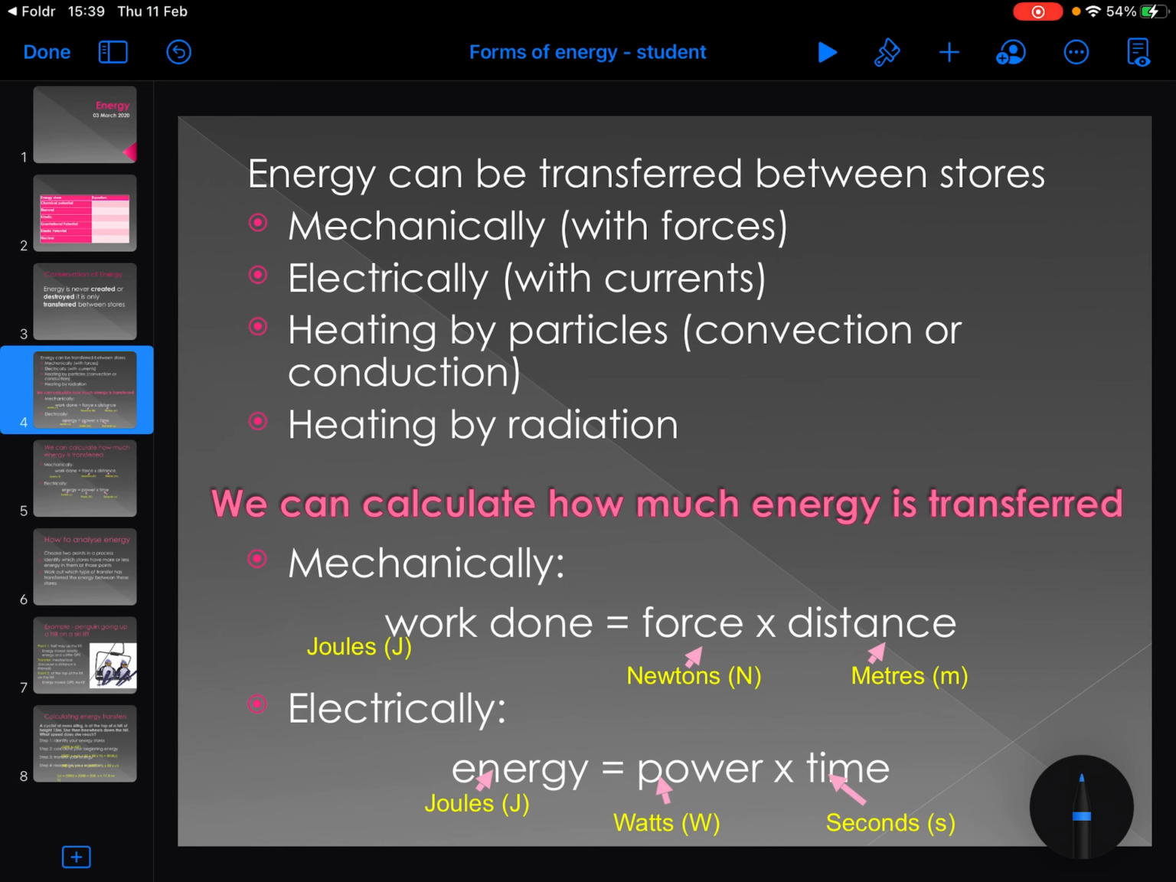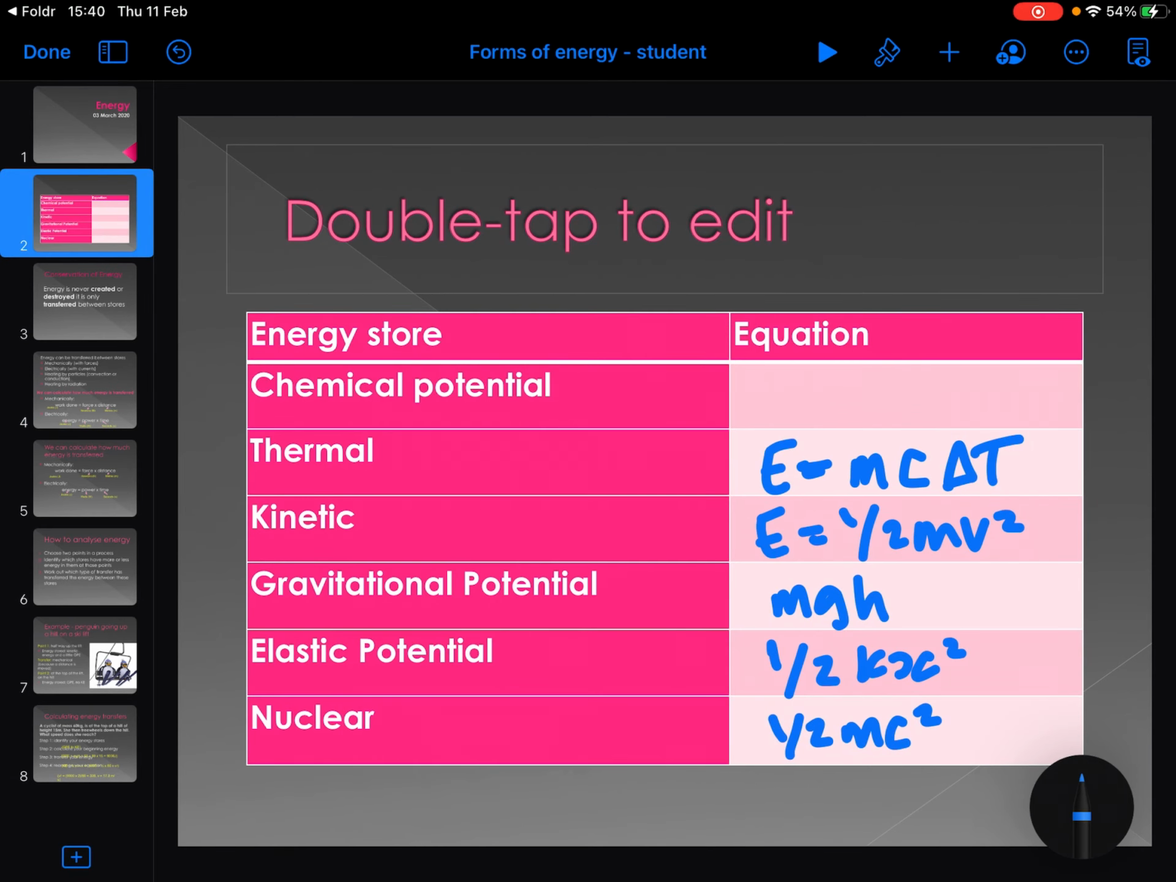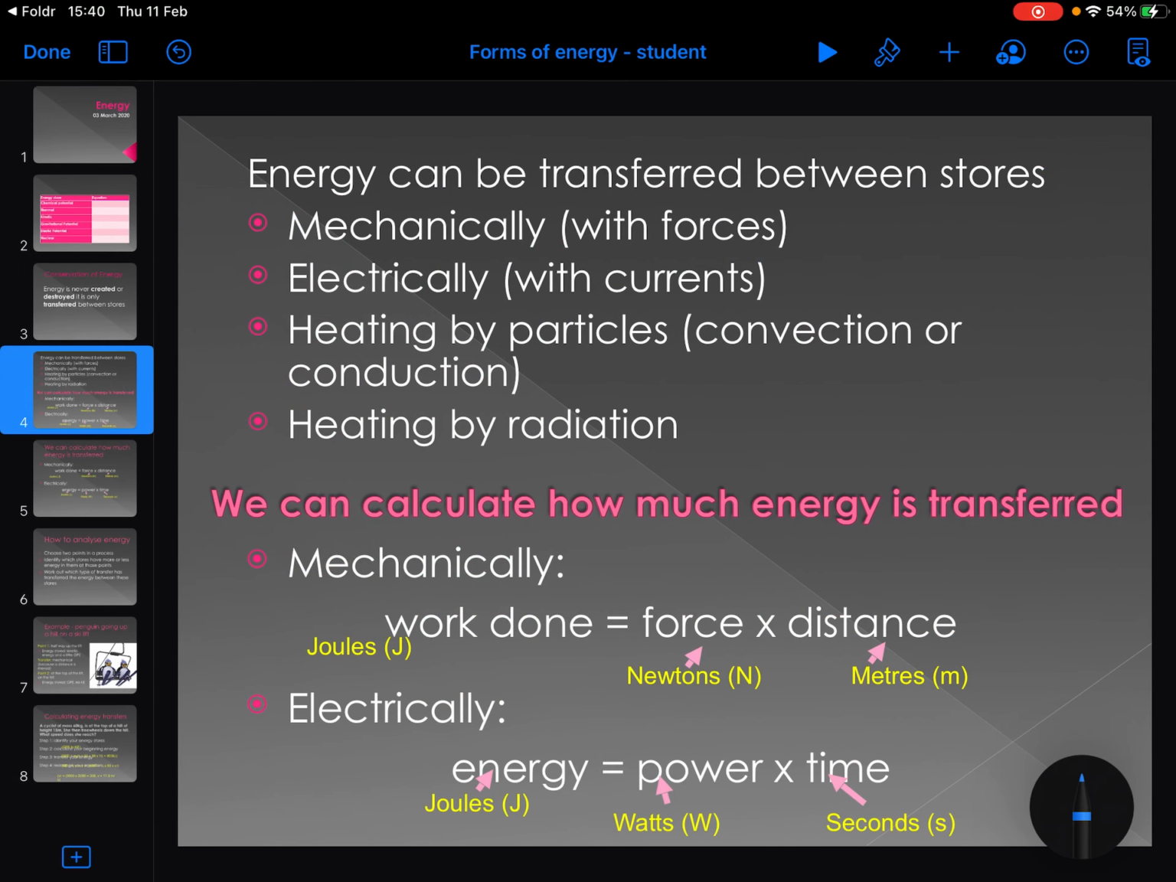Now, there are several ways that you can transfer between stores. Remember that these are our stores of energy. So if I want to transfer between them, I can either do it mechanically, as in I can use a force, electrically, using a current. I can do it by heating by particles, convection and conduction, and heating by radiation.